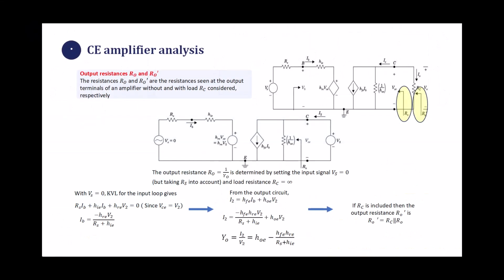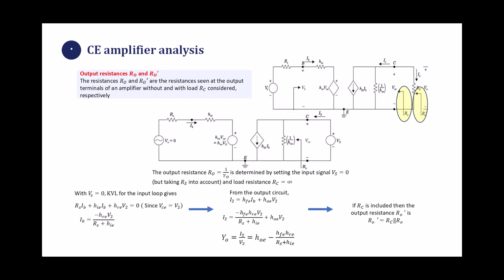Finally, the output resistances Ro and Ro prime, what you would see looking back into the output terminals without and with the collector resistor Rc included. To find Ro, we set the source voltage Vs to 0, but keep Rs in the circuit and treat Rc as infinite or open.